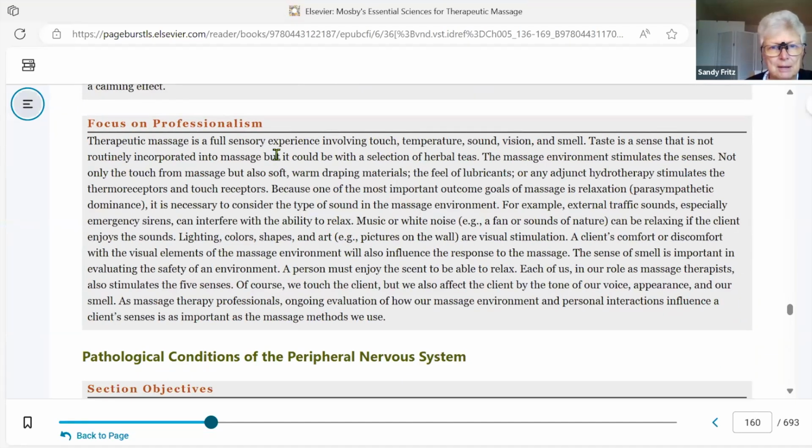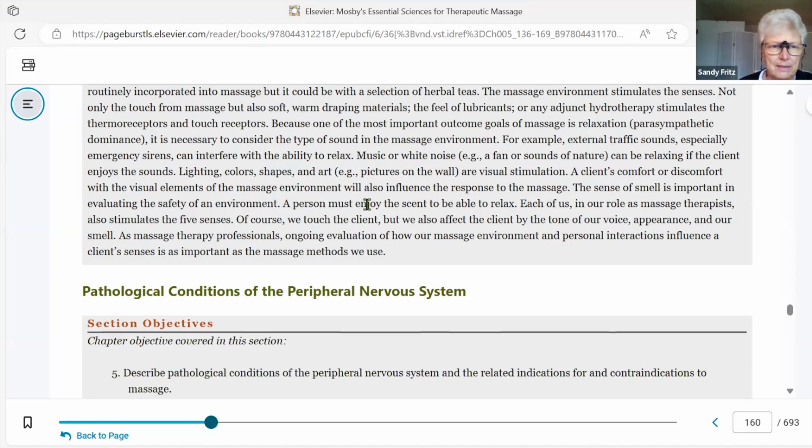Our focus on professionalism: how do these special senses fit in with how we are going to set up our massage experience for our clients? What kind of music are we going to play? How are we going to diminish the stimulation from the visual sense so that people can relax? Read through this and it'll give you some ideas around all of that.